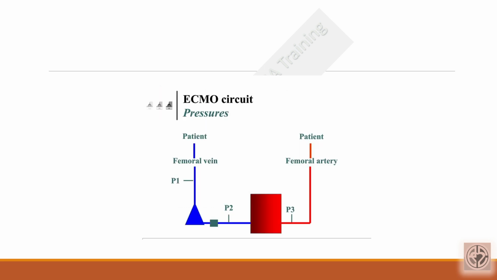Then about the circuit pressures. You can see P1, P2 and P3 circuit pressures. P1 is, as I told you, before the pump. That is usually a negative pressure. P2 is after the pump, the most positive pressure, immediately after the pump, before the oxygenator. Again, when the blood goes through the oxygenator, the pressure drops because of the resistance. So P3 is another positive pressure, but less than P2. And P2 minus P3 is the delta pressure, or the transmembrane pressure.